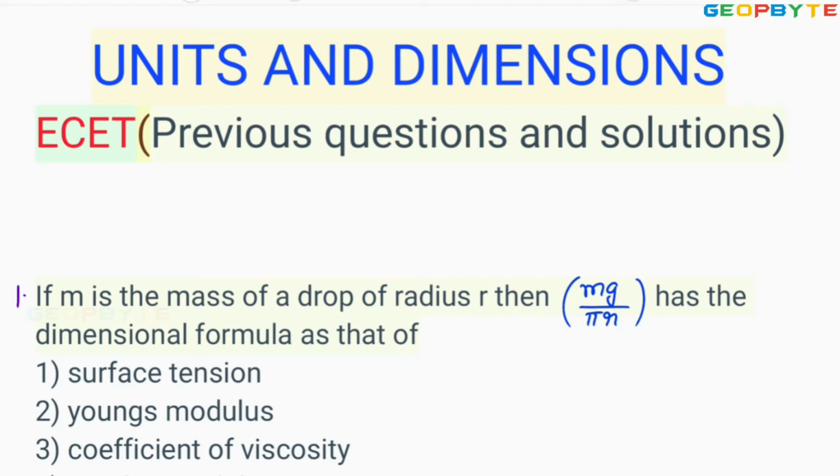In this video, let us discuss the problems which were given in the previous ECET exam papers for the topic physics. You know, in the ECET, physics weightage is 25 marks. Among the 25 marks, you can expect 2 marks from the very first topic called units and dimensions. Therefore, I can write the weightage of the first chapter, that is units and dimensions, is 2 marks.